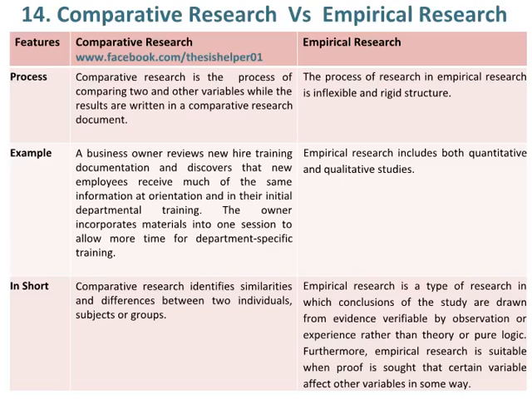In short, comparative research identifies similarities and differences between two individuals, subjects or groups. Whereas, empirical research is a type of research in which conclusions of the study are drawn from evidence verifiable by observation or experience rather than theory or pure logic. Furthermore, empirical research is suitable when proof is sought that certain variables affect other variables in some way.